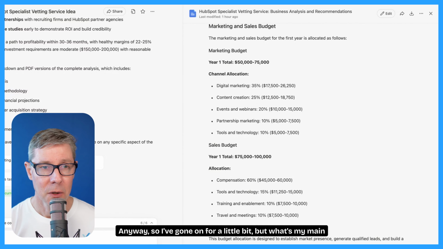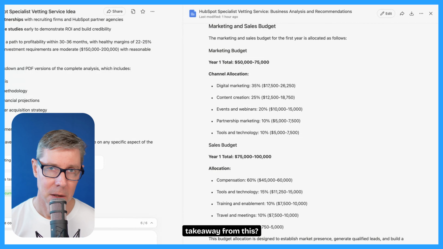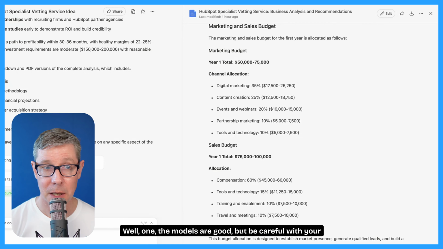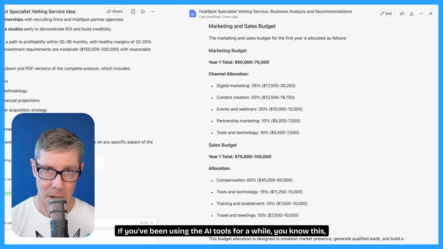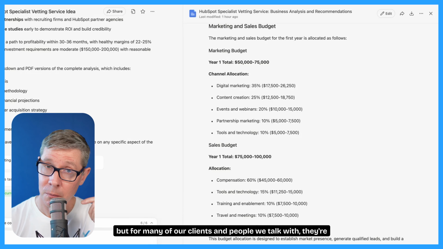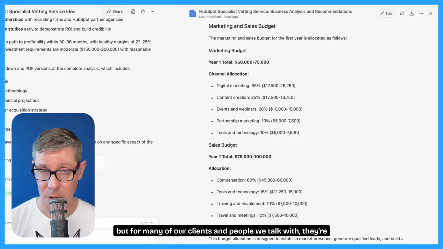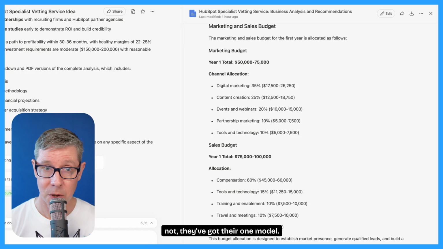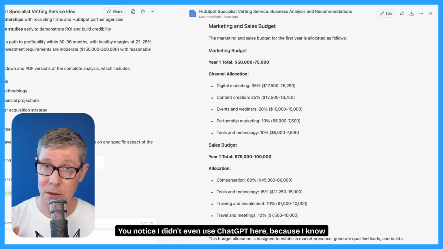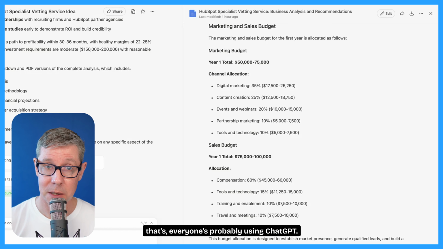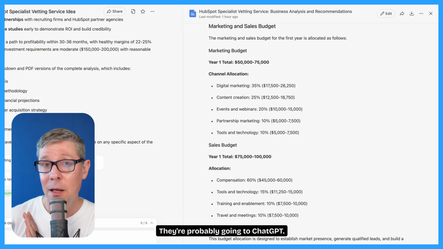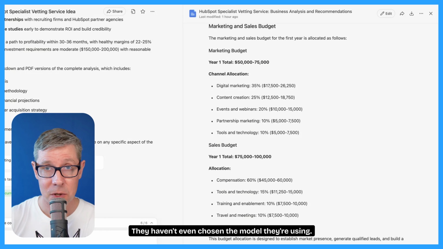Anyway, I've gone on for a little bit, but what's my main takeaway from this? Well, one, the models are good, but be careful with your models. If you've been using the AI tools for a while, you know this. But many of our clients and people we talk with haven't. They've got their one model. You notice I didn't even use ChatGPT here because I know everyone's probably using ChatGPT. We use a lot ourselves internally, but they've probably gone to ChatGPT. They haven't even chosen the model they're using.